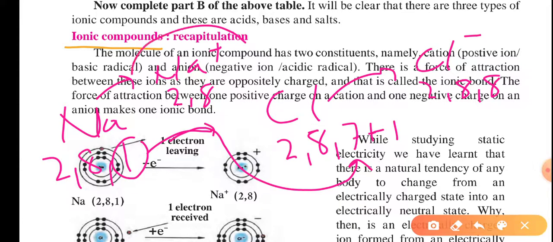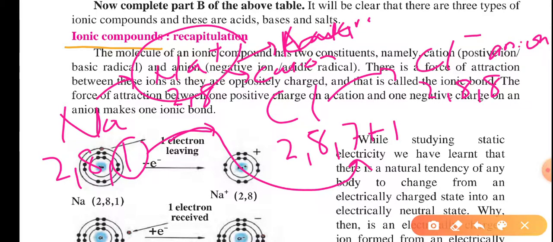The positive ion, I earlier told you, is called a cation. Positive radical is called a cation, or negative radical is called an anion. Positive radical is also called basic radical. Negative radical is also called acidic radical.